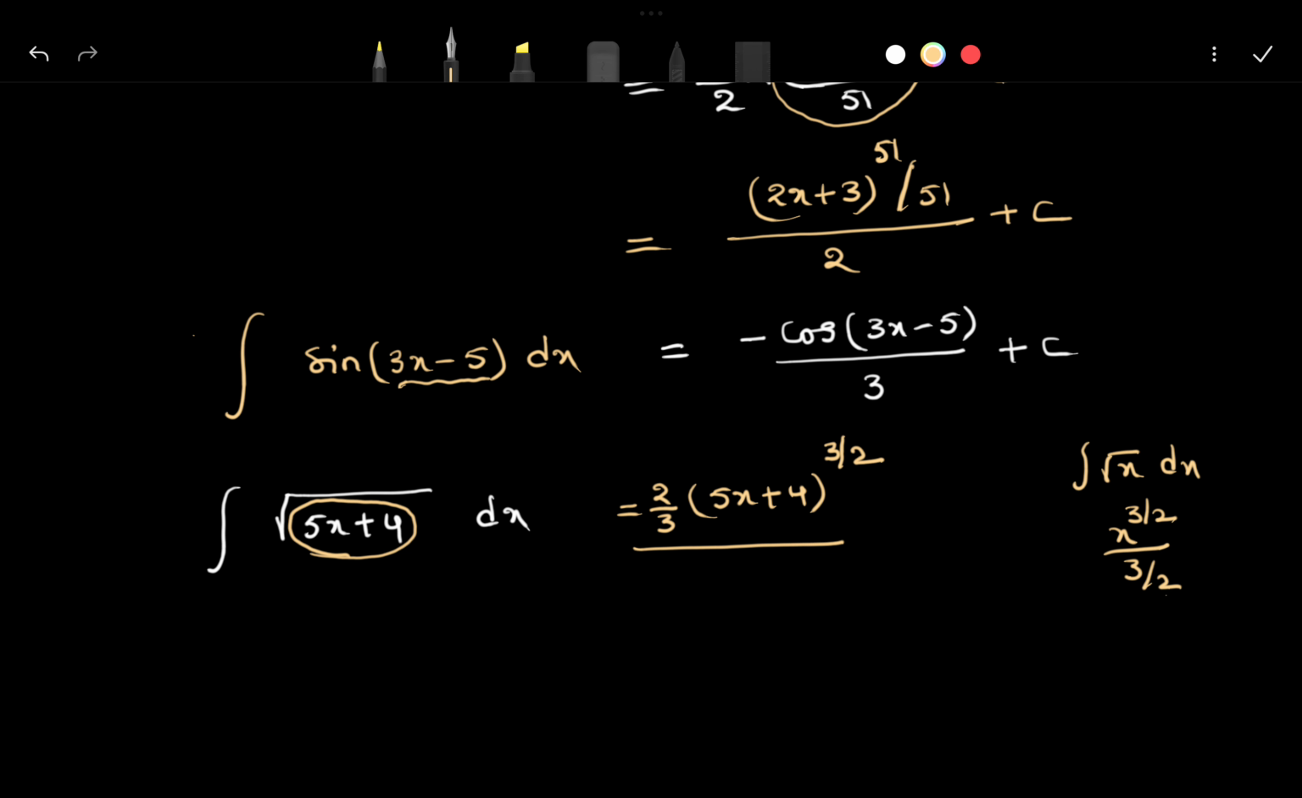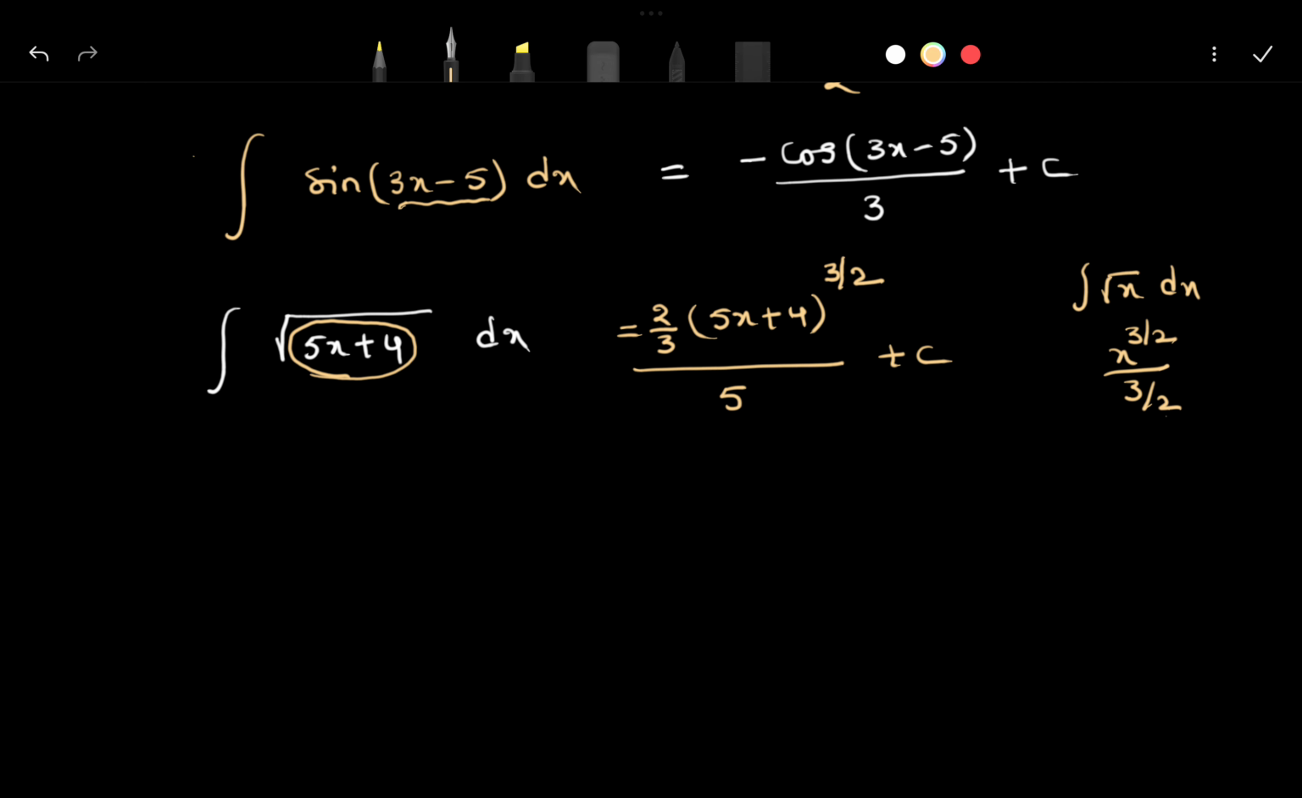So the derivative of 5x plus 4 we will write in the denominator. So the derivative of 5x plus 4 is equal to what? 5, plus c. This is how to do that substitution method in questions. We will see a few more questions in that substitution.